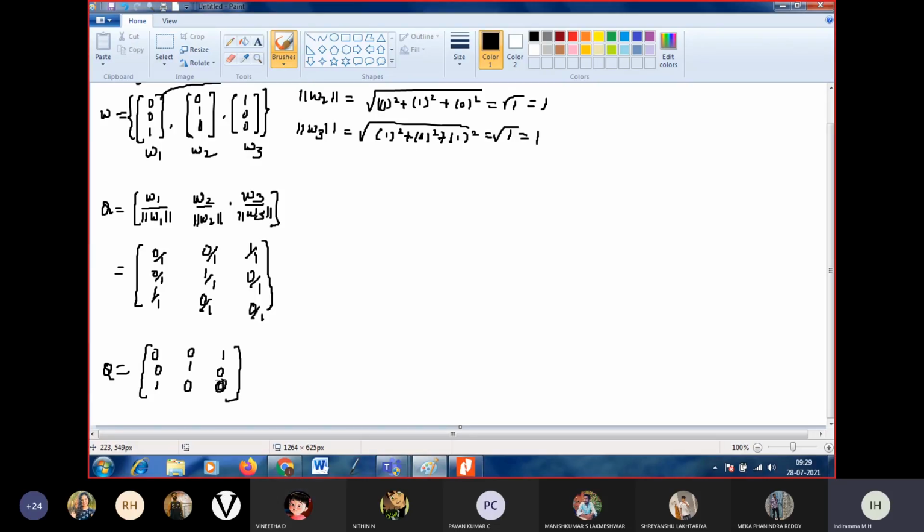Yes, ma'am. Okay. After finding Q, what should we consider? What we have to find next? R, ma'am. How to find R? To find R, what should we consider? R is equal to Q transpose into A. A is equal to QR, correct? R is equal to Q transpose into what?